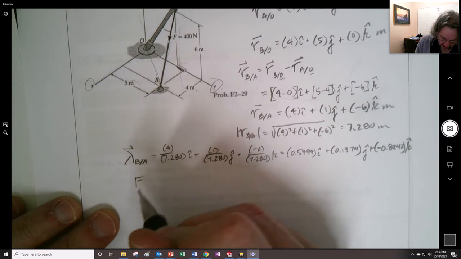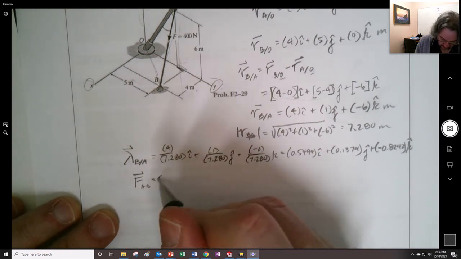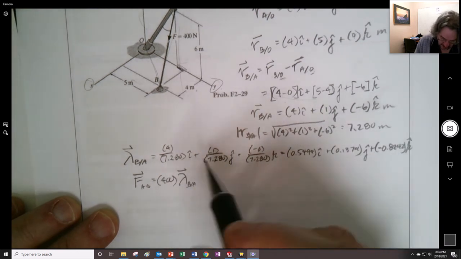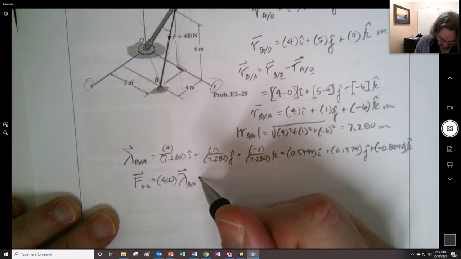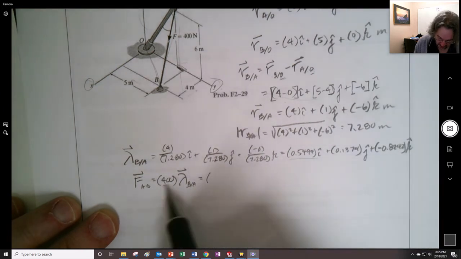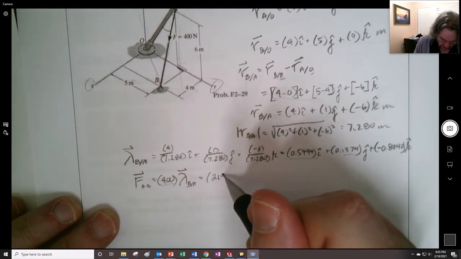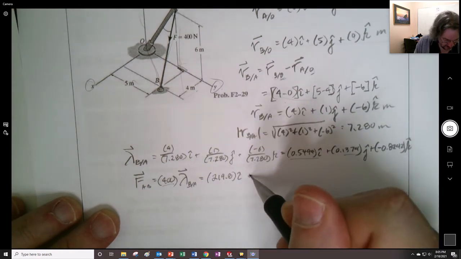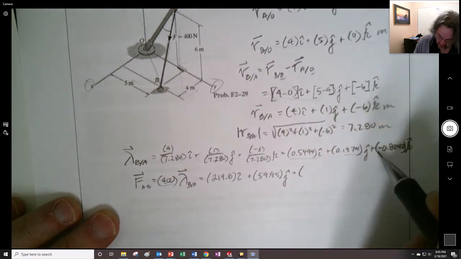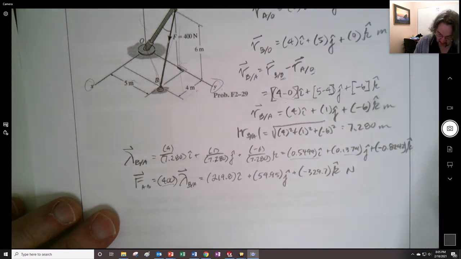So if we want to define that force F AB, that's just going to be 400 times that. And a lot of times I'll just write that as such. So all we have to do is take this and multiply it by 400, that multiplied by 400, and that multiplied by 400. So I just went ahead and wrote that down. I just decided to be lazy. 219.8 I, 54.95 J, and then a negative 329.7 K, and these are newtons.